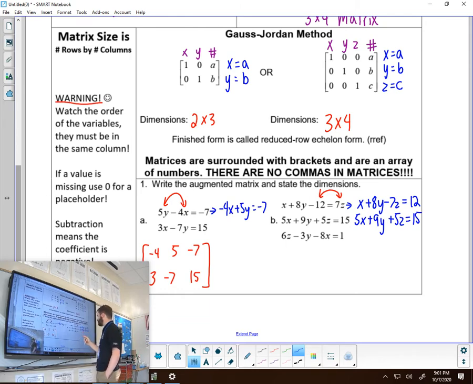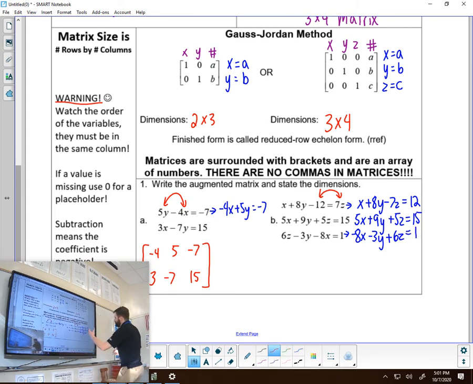And then my last one. We're going to rewrite this in the correct order. Okay? So I'm going to rewrite this with my x in front. So we're going to have a negative 8x in front. My y is still in the middle, so we're going to have a negative 3y. And then I'm going to have a plus 6z over here with my 1.